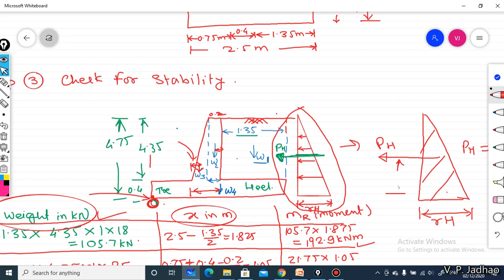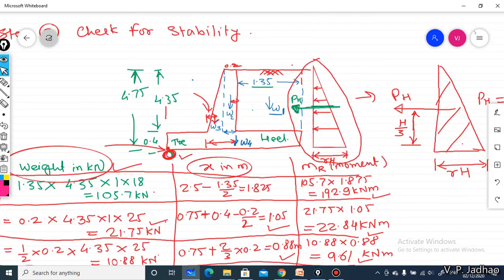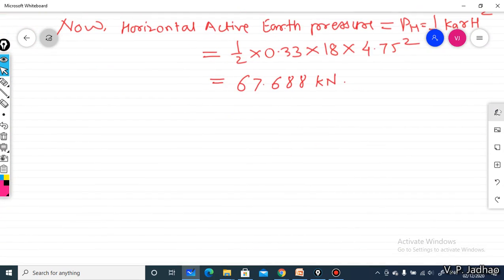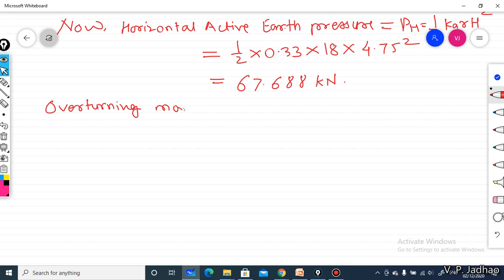This will be acting at a height of h by 3 with respect to this overturning point or O point. So the moment developed due to this pH will be considered as overturning moment. Therefore overturning moment will be equal to pH multiplied by h by 3.